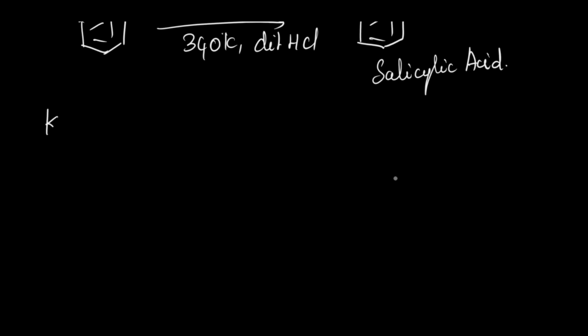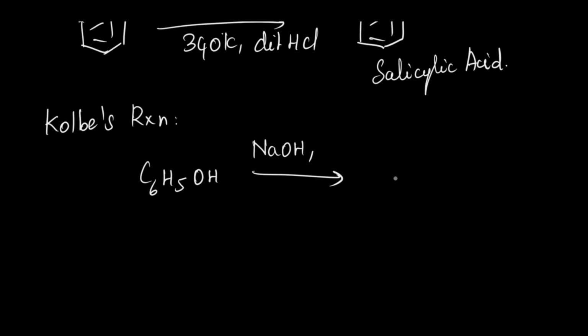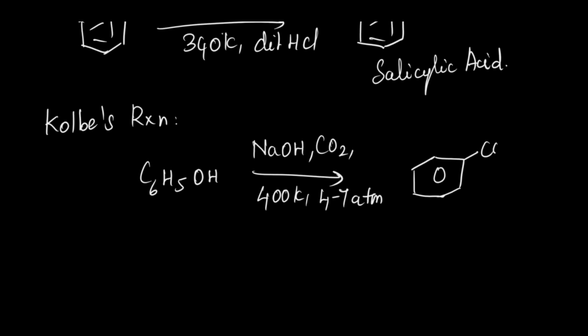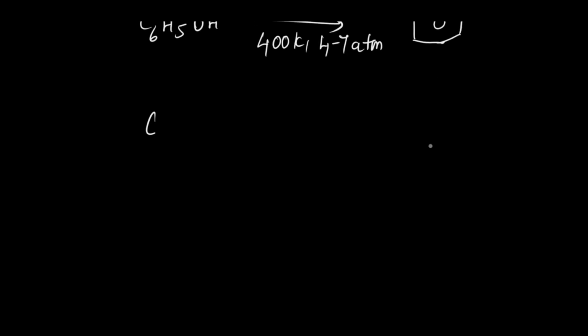Next reaction, that is Kolbe's electrolysis or Kolbe's reaction you can take. What will happen over there? C6H5OH treated with NaOH, CO2 with dilute HCl at 400 Kelvin, 4-7 atm pressure, which will lead to the formation of salicylic acid.